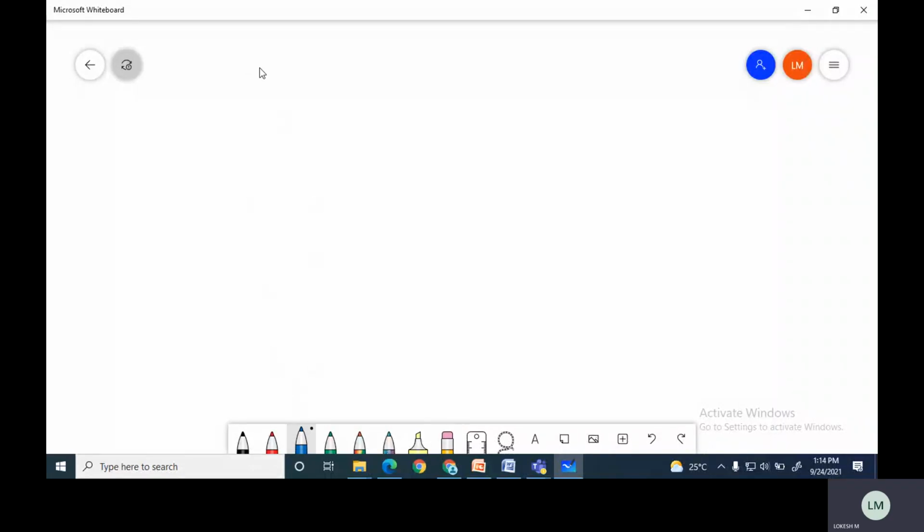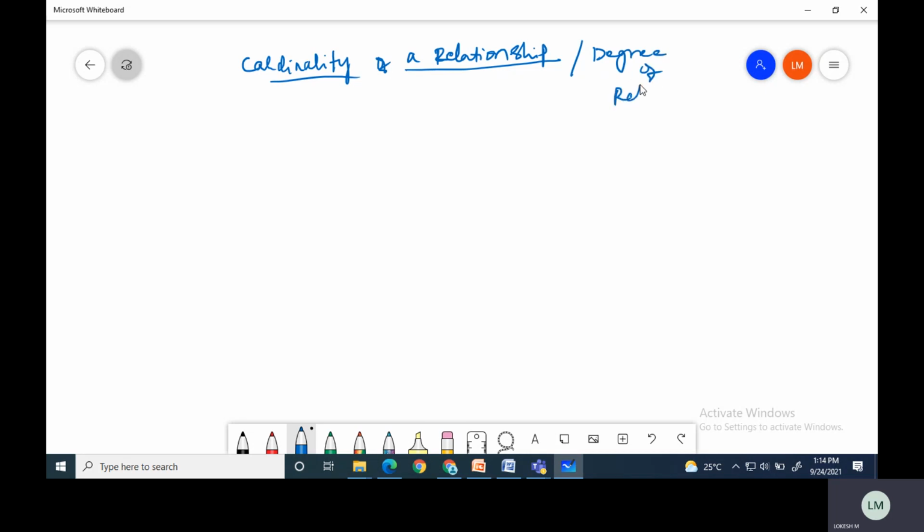Okay, in this session, we're going to discuss cardinality ratio, which comes under degree of relationship. What is this cardinality ratio or degree of a relationship?